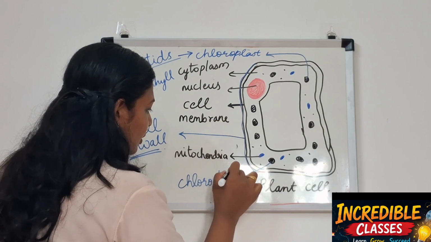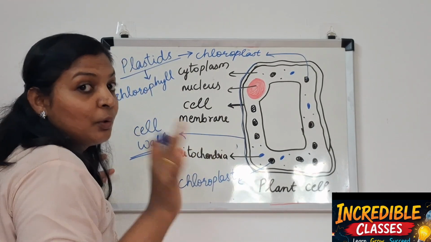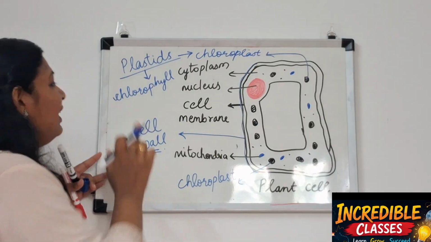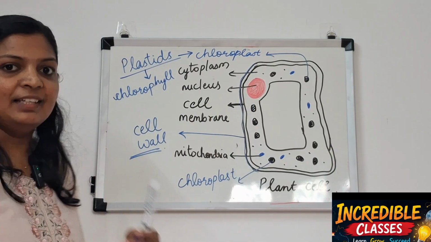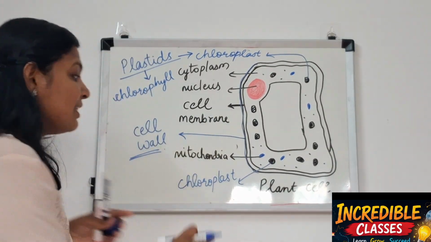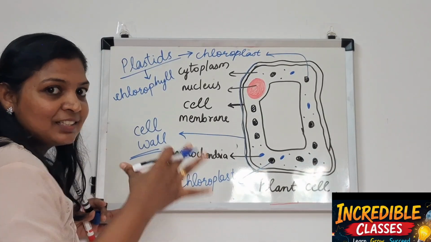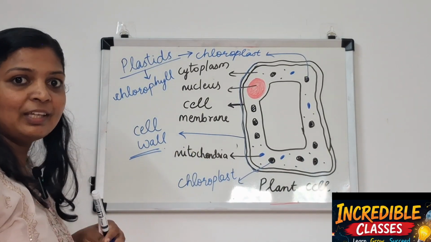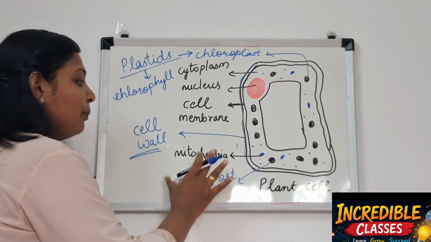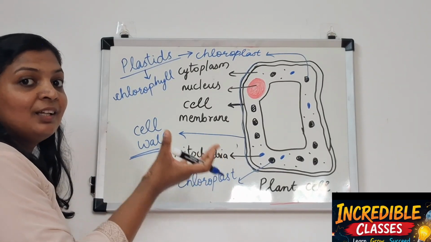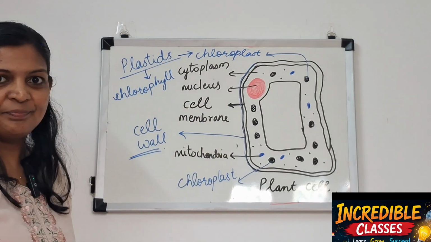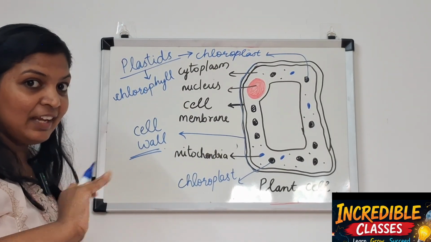What is chloroplast? Chloroplast is actually a plastid which contains chlorophyll in it. So chloroplast has chlorophyll. Where is the chlorophyll located? Inside the chloroplast. And the chloroplast containing chlorophyll, the whole thing we call plastids. Clear? Everything is clear?